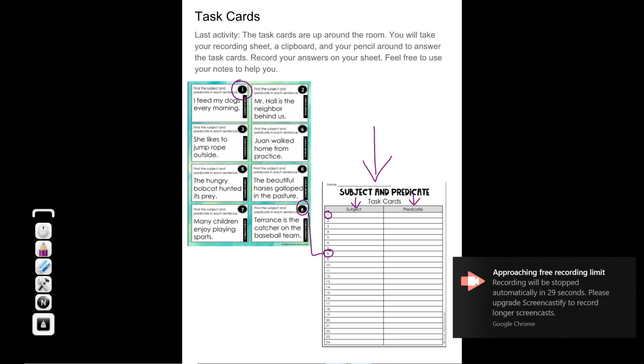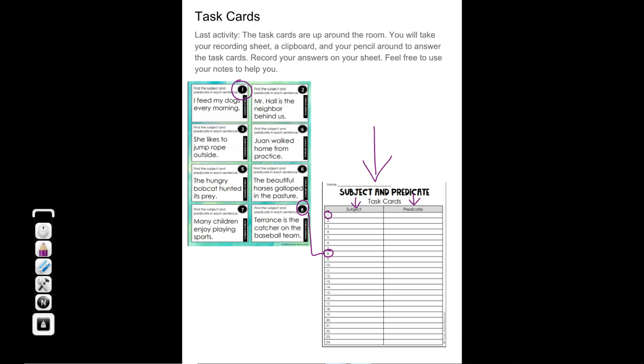If for any reason you don't finish, you can keep your recording sheet in your writing folder until next time.